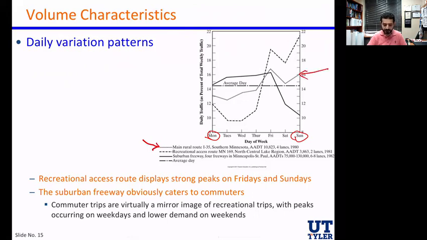And we also see the recreational access route, which is this one right here. These two display very strong peaks on Fridays and Sundays, as you could see. The first peak is observed on Friday, and then the second peak is observed on Sunday.